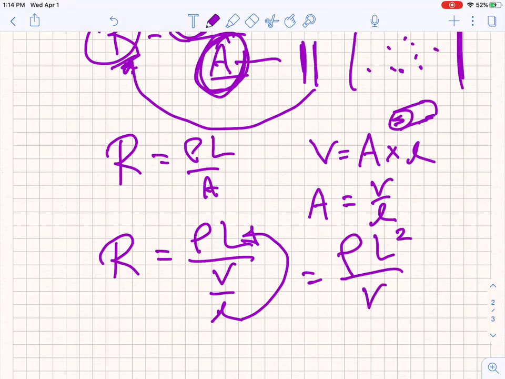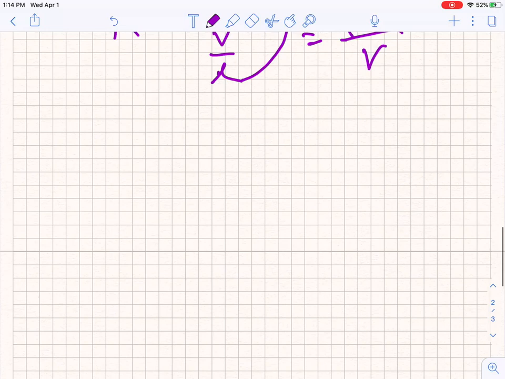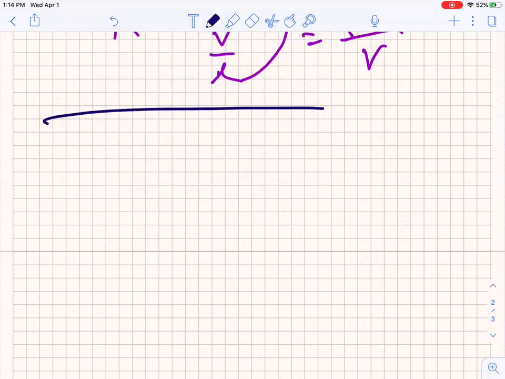And you end up with the same units. So that's kind of a cool way to do this, depending upon what you're given. So here's how this could potentially play out in terms of an idea with a problem.